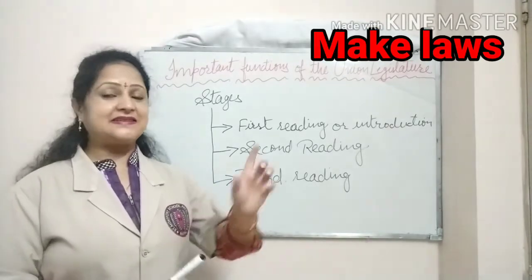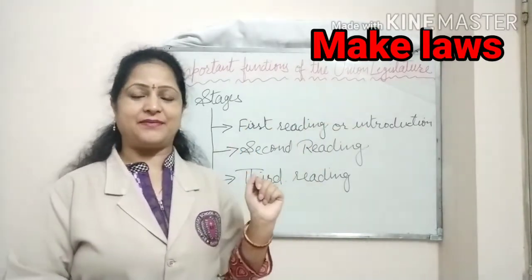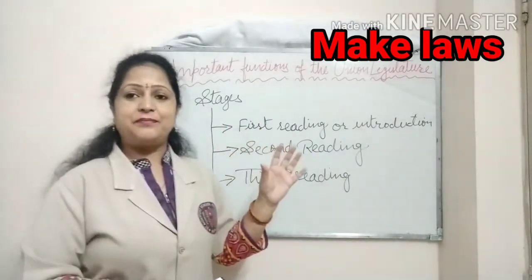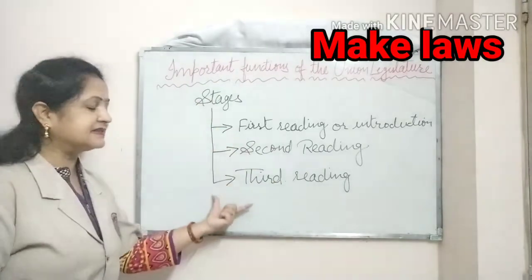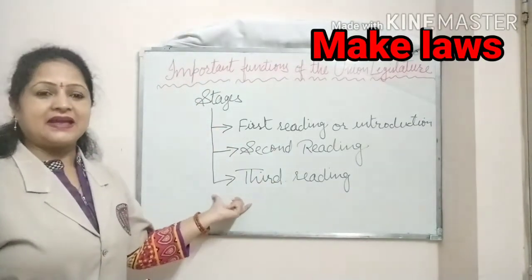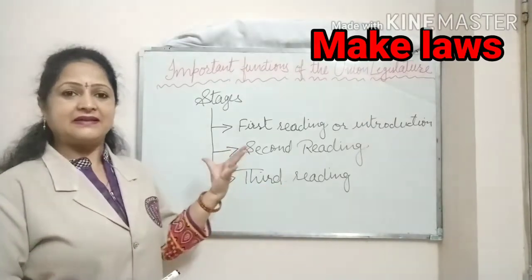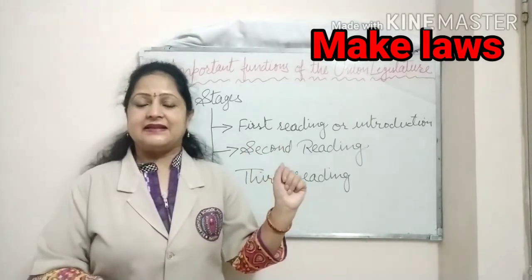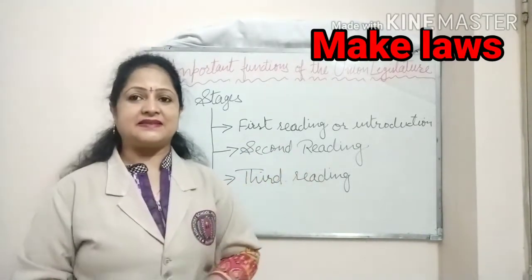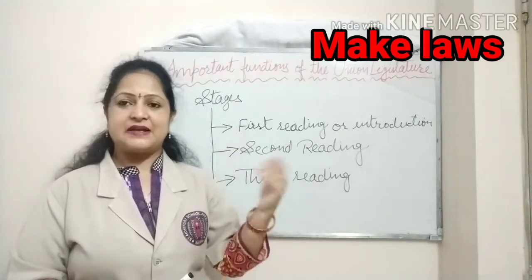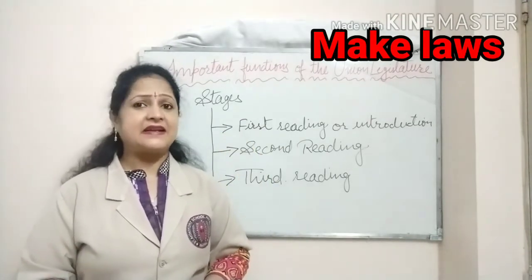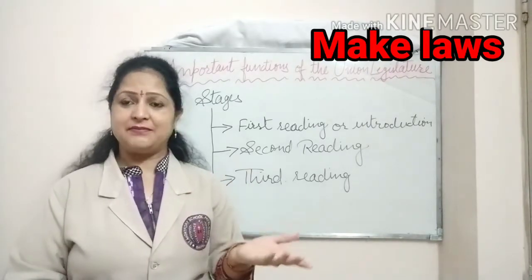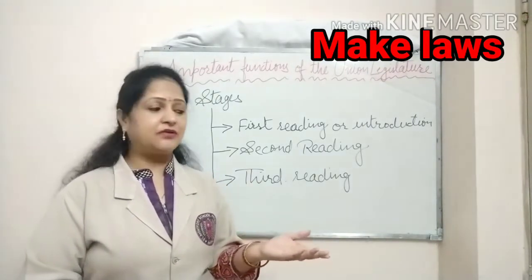After that, the bill is sent to the other house of Parliament. In the other house, the bill again goes through the same procedures. When it is passed in the second house also, they send the bill to the president for approval. Sometimes it happens that the second house may not pass the bill.